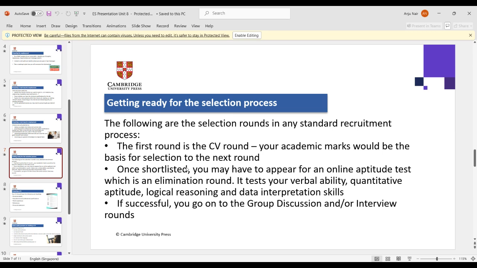So the following are the selection rounds. The first round is that you apply for a job through your CV. You don't go there; you send an online CV, and they go by certain criteria. These days they have the ATS, the applicant tracking system, in which key skills are recorded and they look for those particular skills. If your CV has those skills, it will be shortlisted, and the chances of it going to the waste bin are less.